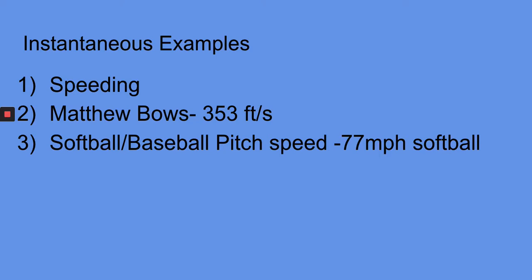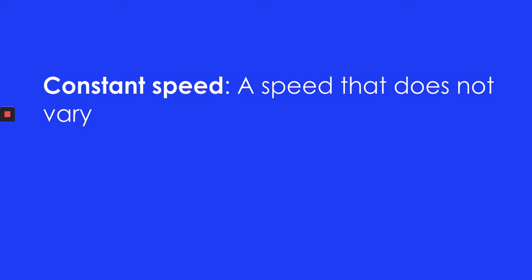And then, of course, we have for baseball or softball fans, how fast are they throwing when the radar clocks that ball? Fun fact: 77 miles per hour is right now the record for the fastest softball pitch. Okay, then you have constant speed. Now, constant speed is something that does not change. So, for example, if you're driving along and you put your cruise control on, that would be an example of constant speed, or maintaining a constant speed.